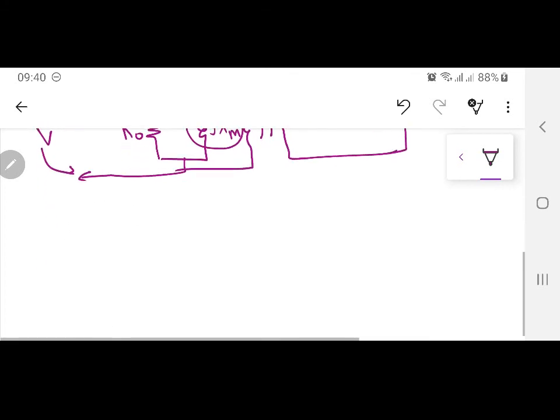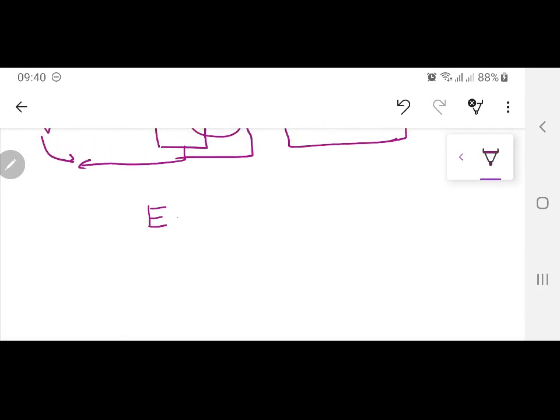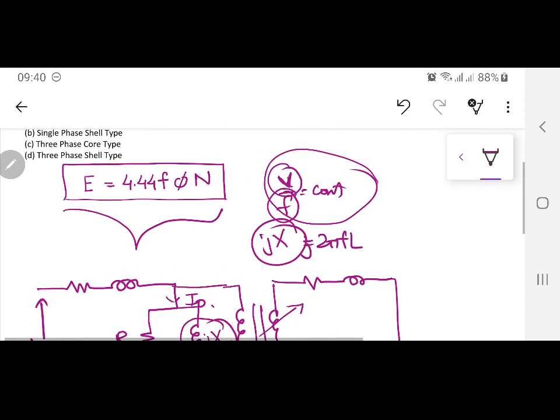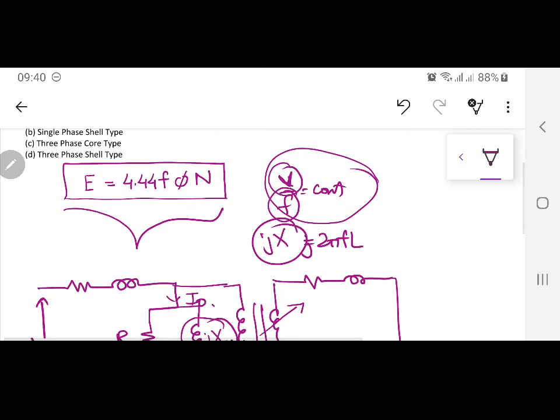Faraday's law, if I write it here in front of you, the EMF is equal to the number of turns times d phi by dt. E is equal to 4.44. E or V, same thing, nothing changed. E is the induced EMF or the voltage, same thing.